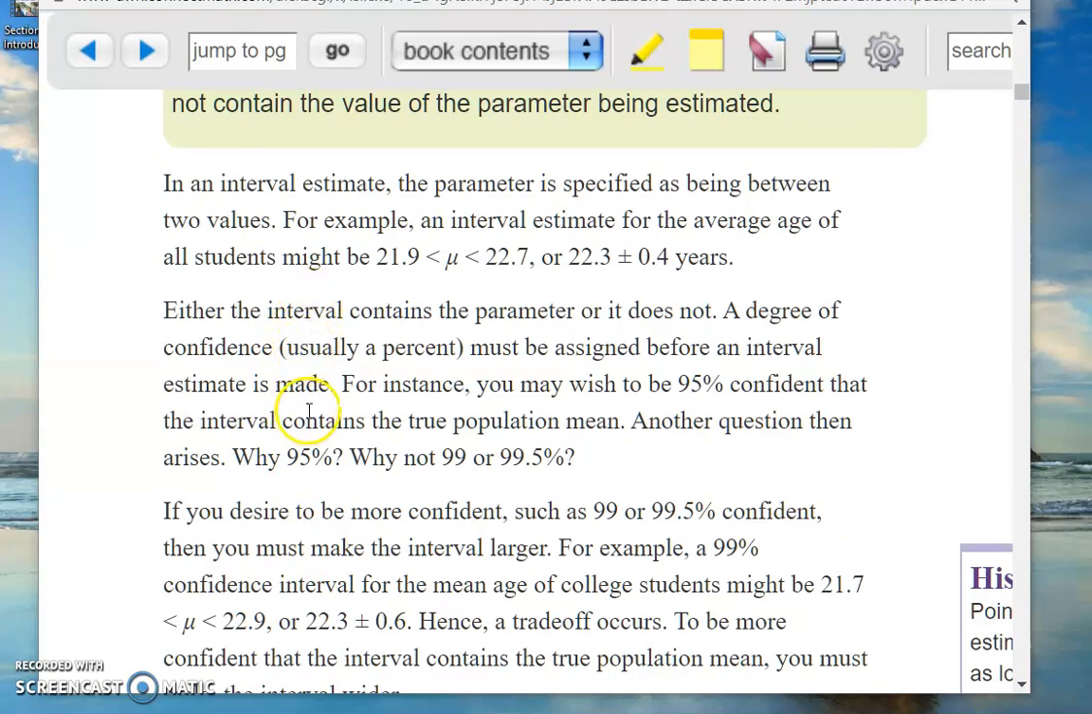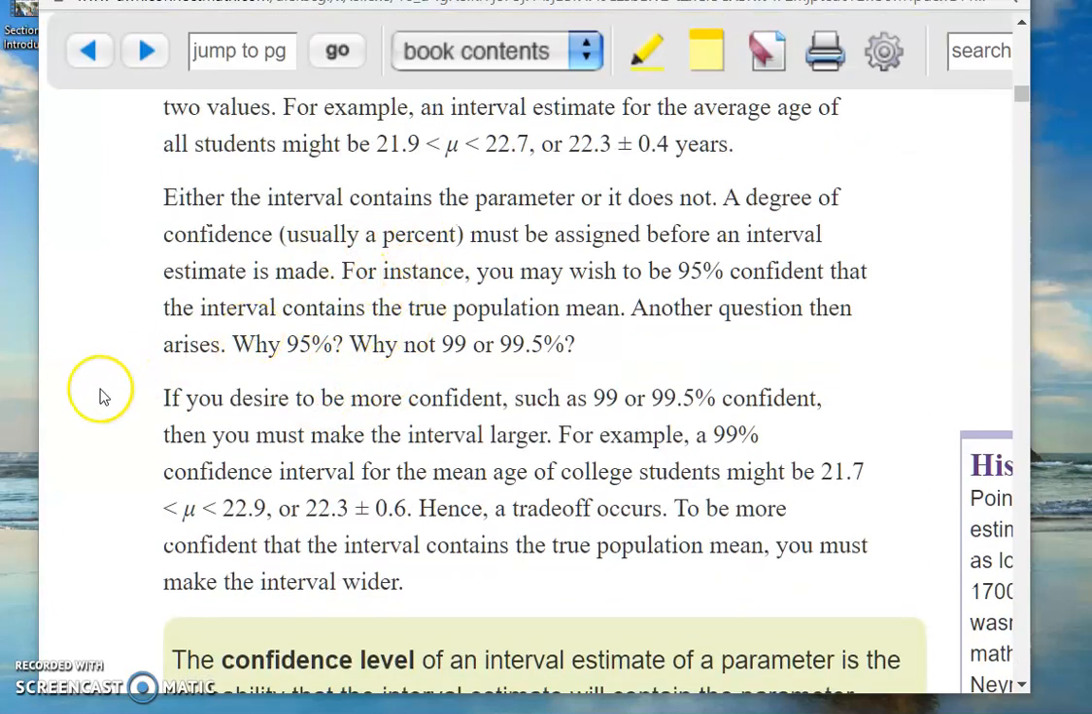A degree of confidence, and then usually we use a percent to explain what our confidence level is. A degree of confidence must be assigned before an interval estimate is made. Okay, so what does this mean? The degree of confidence must be assigned before an interval estimate is made. So what you do is you decide ahead of time. You say, well, I want to be 95% confident, or I want to be 96% confident, whatever you want, okay? So you decide ahead of time how confident you want to be.